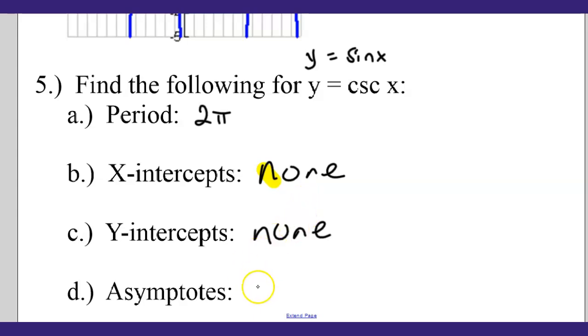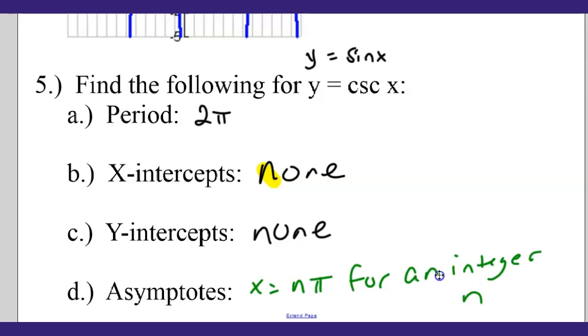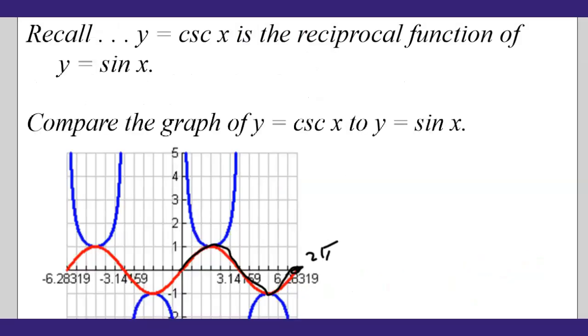We're going to say an asymptote exists at x equals n pi for any integer n. So now what this does is allow us to answer questions about the cosecant graph.